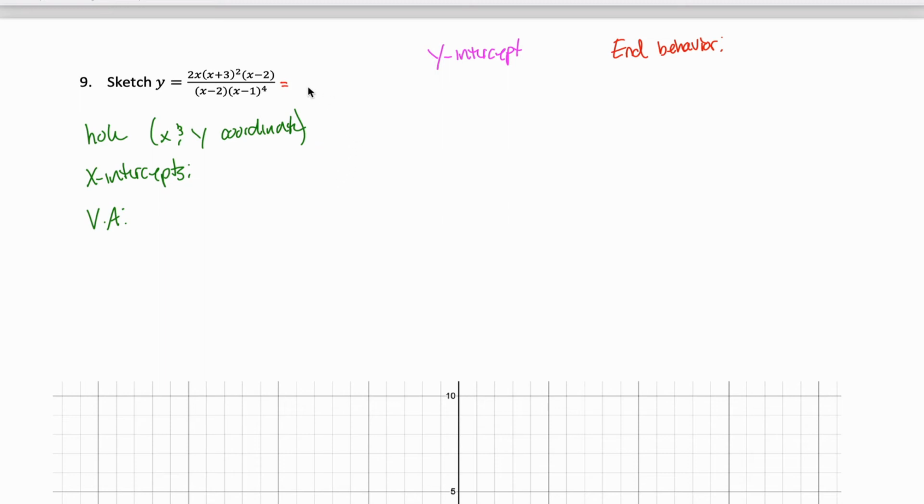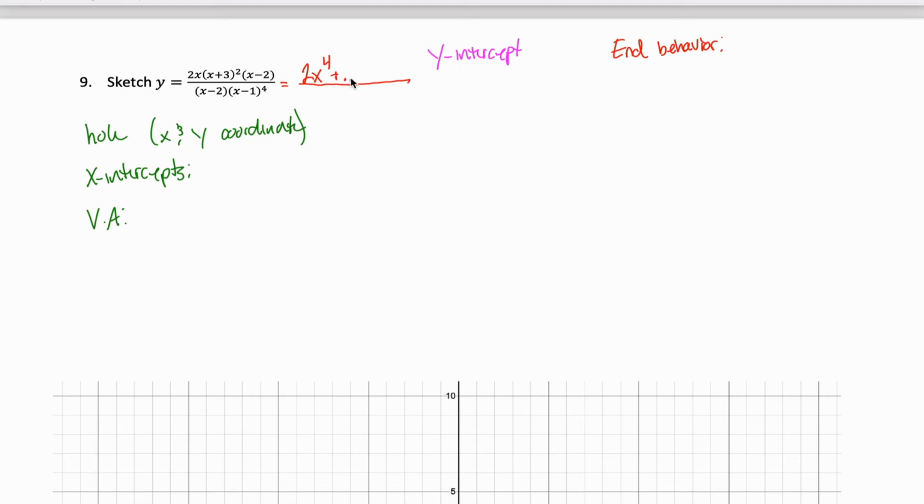A good first step is to figure out what the unfactored form of this rational function would look like. So from this x plus 3 squared, I'd get an x squared. From this x minus 2, I'd get an x. x squared times x gives me x cubed. And that x cubed times this 2x would leave me with 2x to the fourth power as the leading term of the polynomial in the numerator.